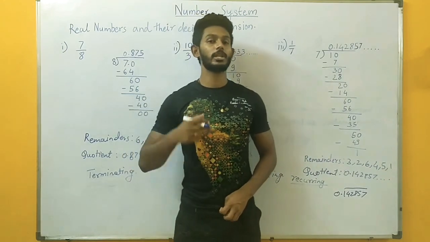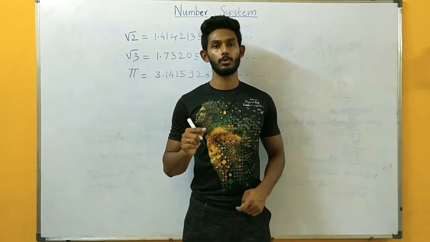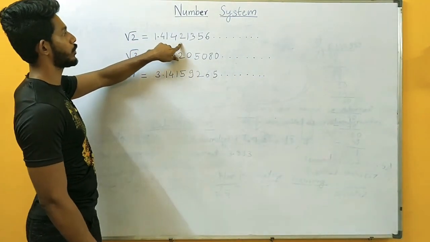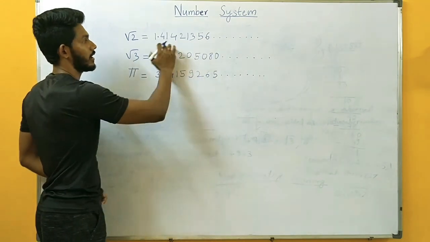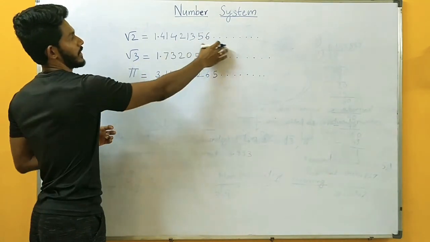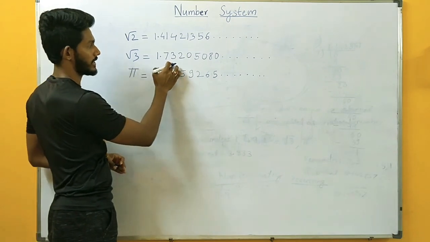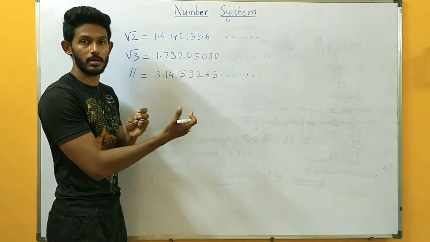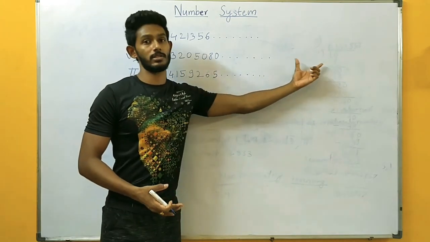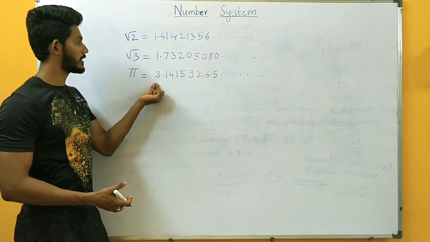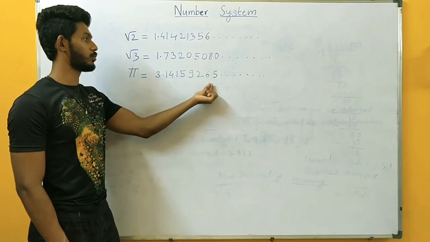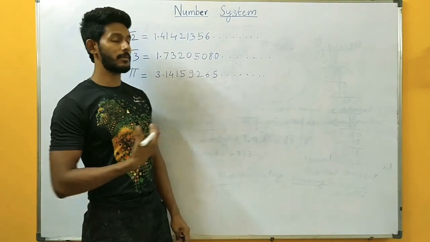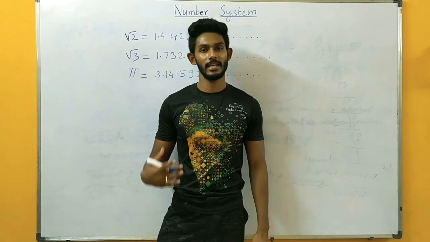But when we talk about irrational numbers like root 2, root 3, pi, the value of root 2 is 1.41421356. As you can see here, there are no repeating units. In root 3, 1.73205080. Here also you cannot find any repeating numbers. That means we cannot find a sequence. And in case of pi, 3.14159265. So this value goes on changing. So this is the basic difference between rational numbers and irrational numbers.